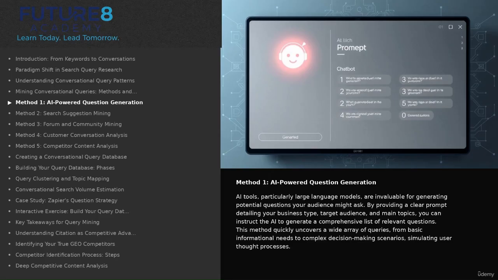Method 1. AI-powered question generation. AI tools, particularly large language models, are invaluable for generating potential questions your audience might ask. By providing a clear prompt detailing your business type, target audience, and main topics, you can instruct the AI to generate a comprehensive list of relevant questions. This method quickly uncovers a wide array of queries, from basic informational needs to complex decision-making scenarios, simulating user thought processes.